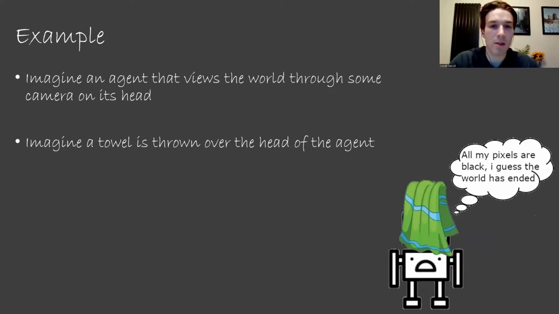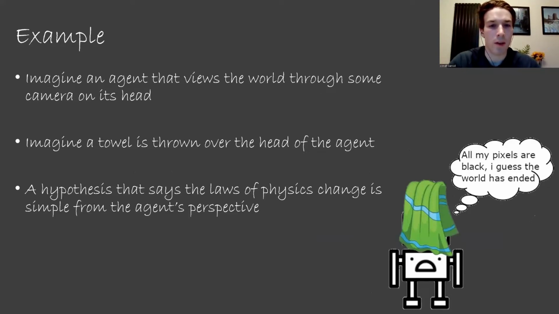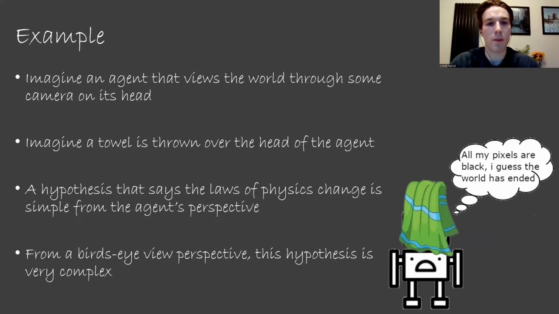So as an example, imagine an agent moving around the world, viewing observations through a camera on its head, and imagine a towel is thrown over the camera of our AI. Our AI might hypothesize that the universe has changed in some fundamental way. Maybe it has the hypothesis that once its pixels go black, they will remain black forever. This isn't too complicated to specify as a hypothesis for a Cartesian agent, since this only adds a bit of complexity. In the bird's eye view, this hypothesis is very complicated, since there is nothing special about the towel, and so having it affect physical laws is a very complex modification of physics. You can imagine trying to update quantum mechanics with a magical towel that causes the world to end. It would be very difficult.